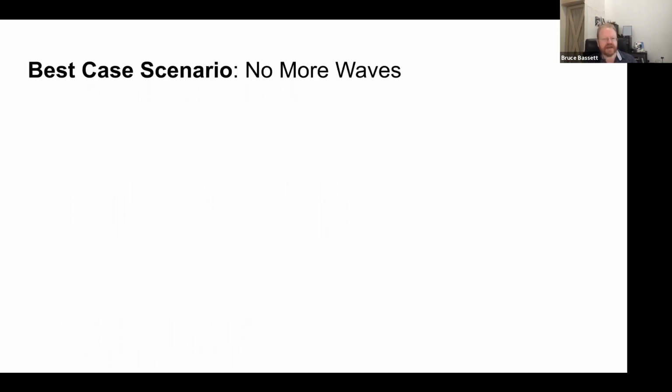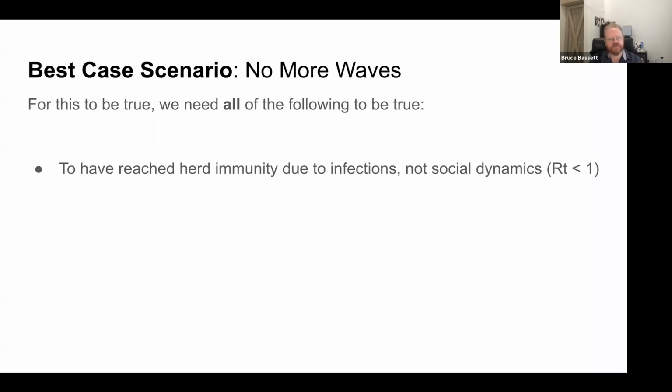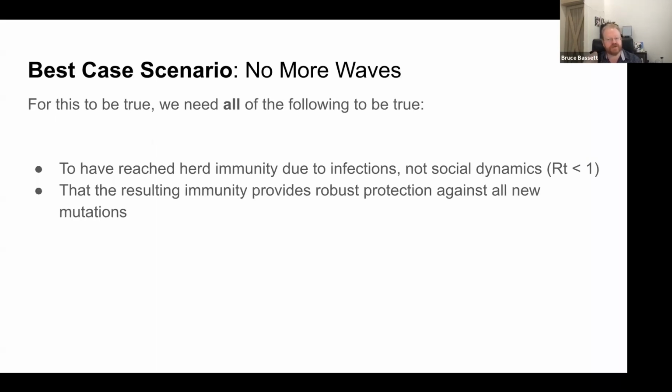So yeah, let me carry on where we were. Let's look at some scenarios. Basically what I'm saying is we have no way of making projections. It's very, very difficult. So rather, let's look at scenarios. One scenario, the best case scenario, is that we have no more waves. For this to be true, we need to have reached herd immunity due to infections, not social dynamics. We then need the resulting immunity, the antibodies and T cells, to be robust against all new mutations. That is potentially possible.